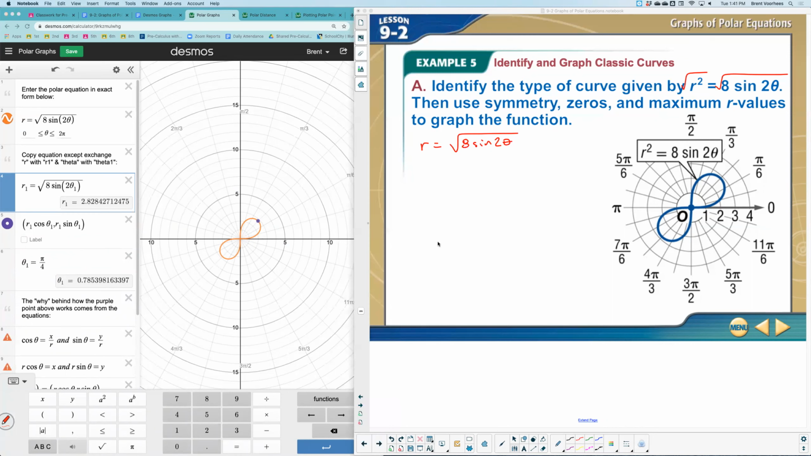What about the symmetry? Well, because this is sine, we know it has symmetry at pi over 2. But since it's sine of 2 theta, if I wanted to solve for the other one, 2 theta equals pi over 2. And again, when you divide by 2, we would get pi over 4. So this has symmetry both at pi over 2 and the pole pi over 4.